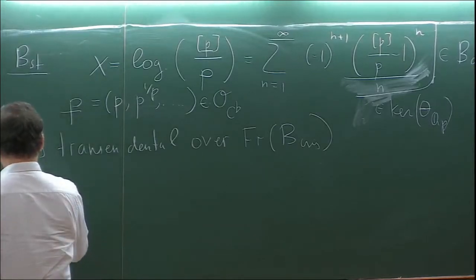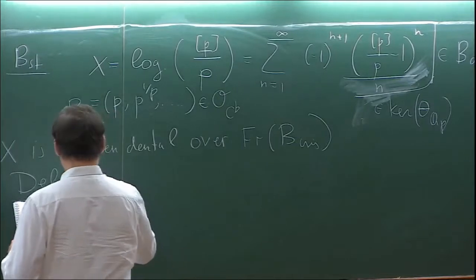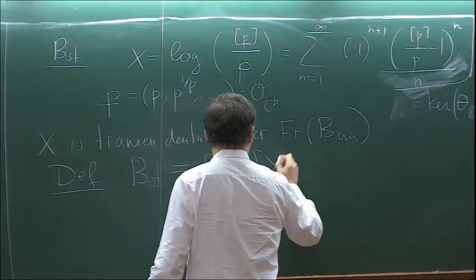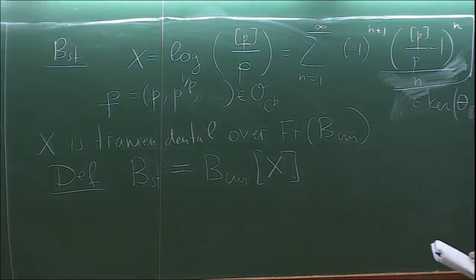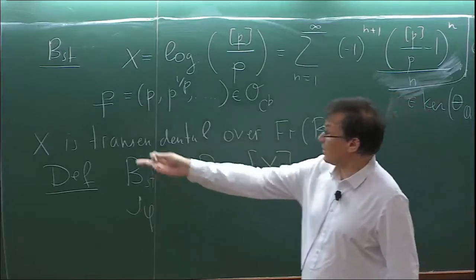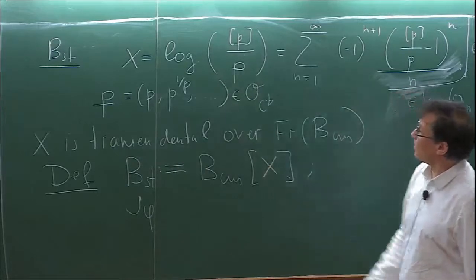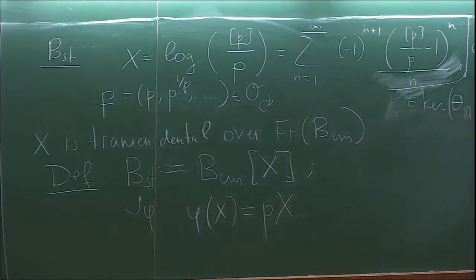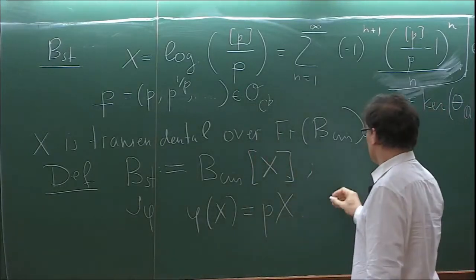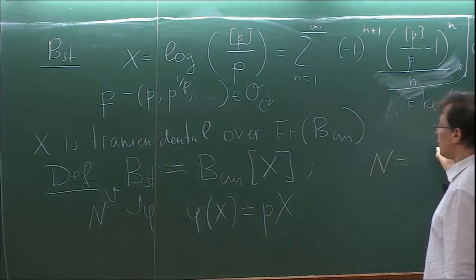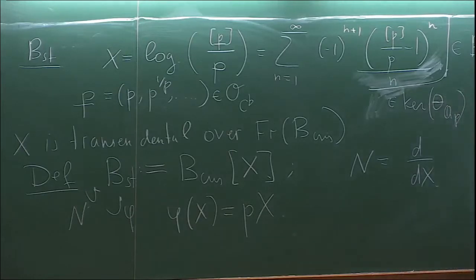And the ring of semi-stable periods is defined formally by adding x to B_crys. And we keep this ring with Frobenius. So Frobenius is already defined on B_crys, but it is not defined on B_dR. But in view of this definition in terms of logarithm, it is natural to define phi of x equal to px. And we keep the ring with a monodromy operator N, which is a derivation with respect to x.